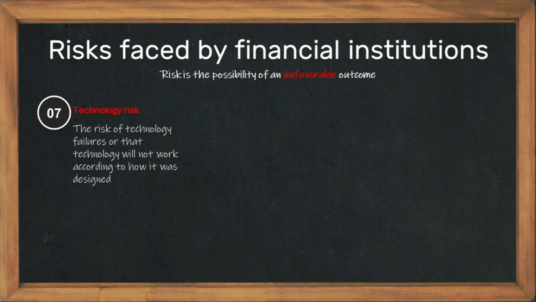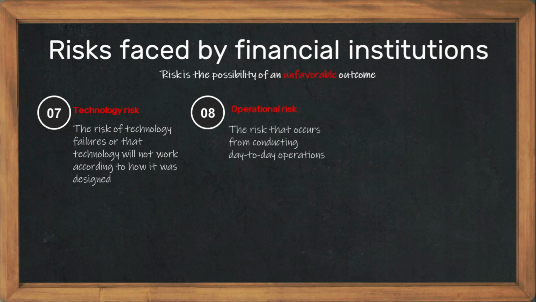Then we have operational risk. It recognizes the risks that occur from conducting day-to-day operations. This might refer to the risk of losses as a result of inadequate management or controls, breakdown from internal procedures, employee problems, system problems, etc. Anything that has something to do with conducting your day-to-day operations.